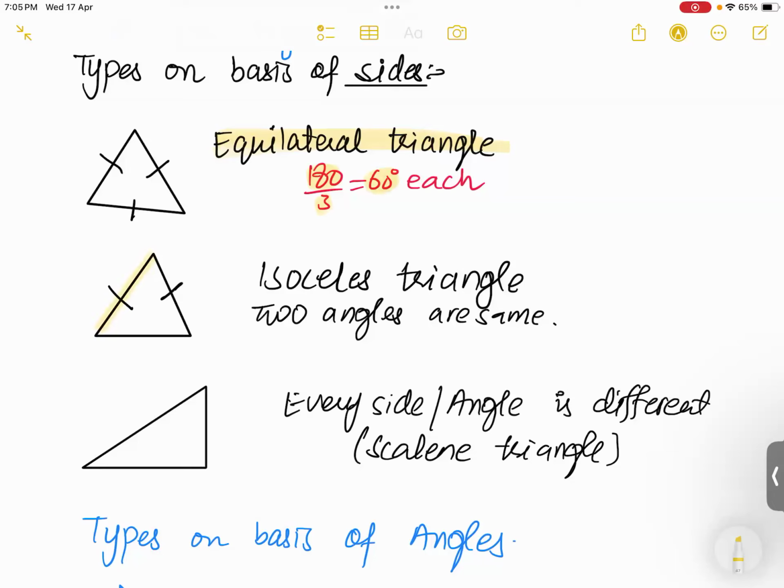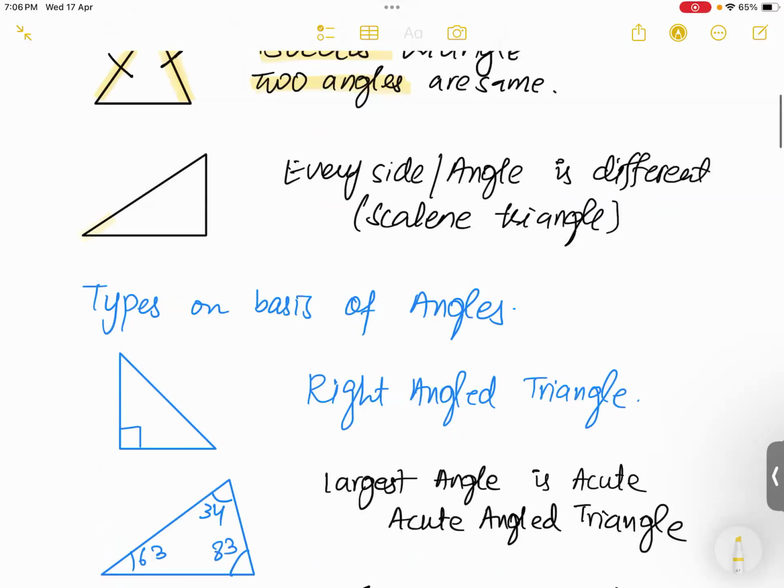When two sides of the triangle are equal to each other, the name of the triangle is isosceles triangle. It means that two angles would be the same in this triangle. When none of the sides is similar, all the sides are different, so every angle is different. So the name of the triangle on the basis of sides would be a scalene triangle.